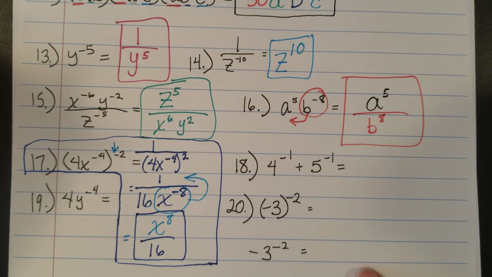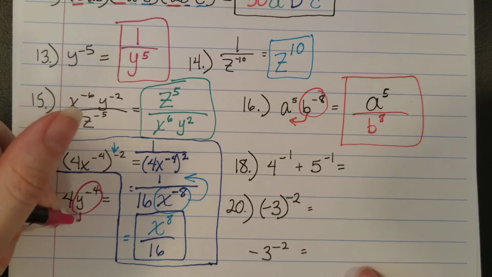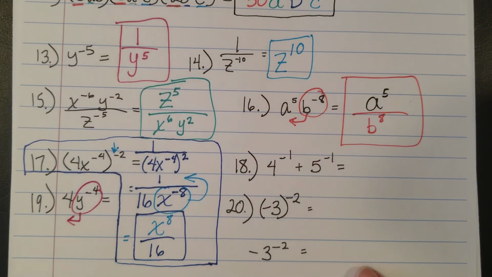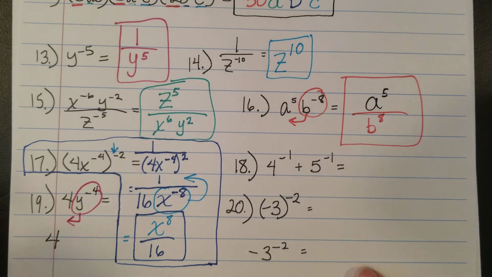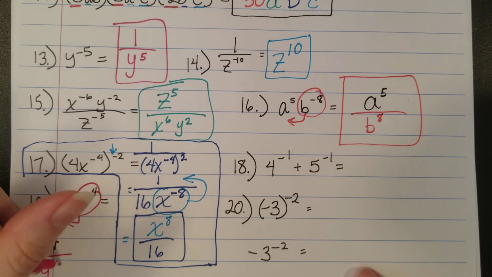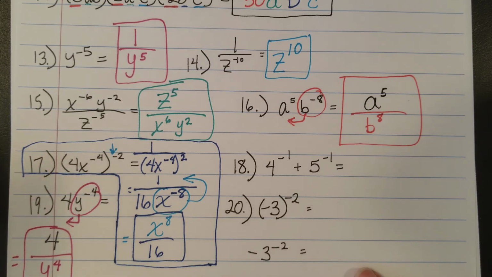All right, let's go ahead and look at number 19 there. So that's an easy one. Basically, all we need to do is just take that part that has the negative exponent and just move it down underneath the other part. So it's going to end up being 4 over y to the 4th. And that's it. All right, so our goal is just getting rid of the negative exponent.